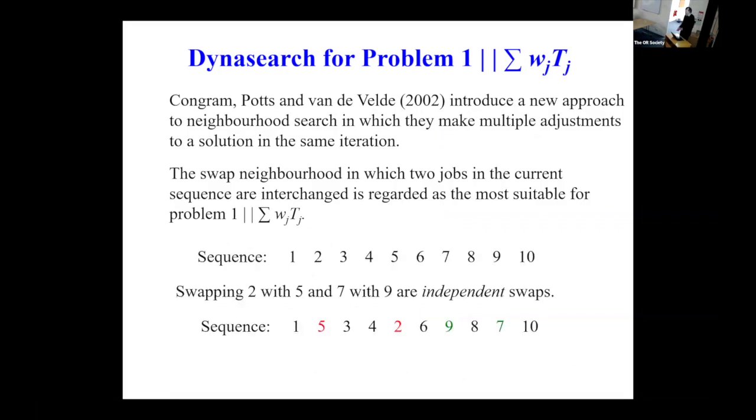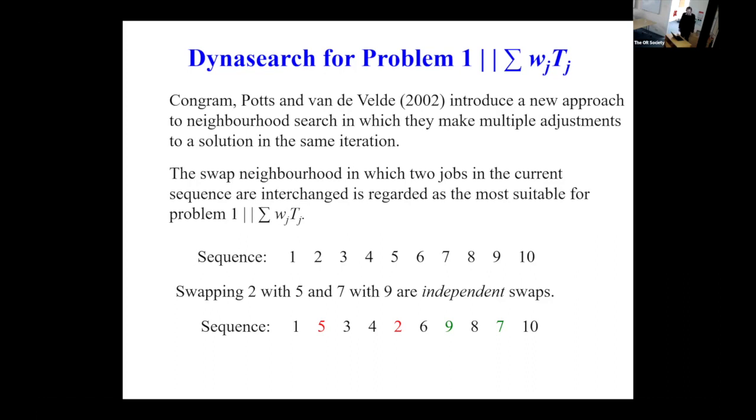Okay, so one last scheduling problem I'm going to talk about. This is a single machine problem to minimize the sum of weighted tardiness. The work I'm describing was due to Richard Holmgren, who was a PhD student at the time, and this is part of his thesis, and Steef van de Velde, who works at Erasmus University Rotterdam.